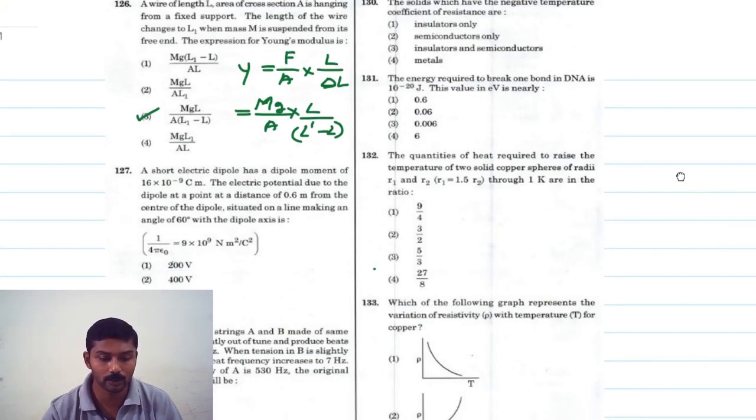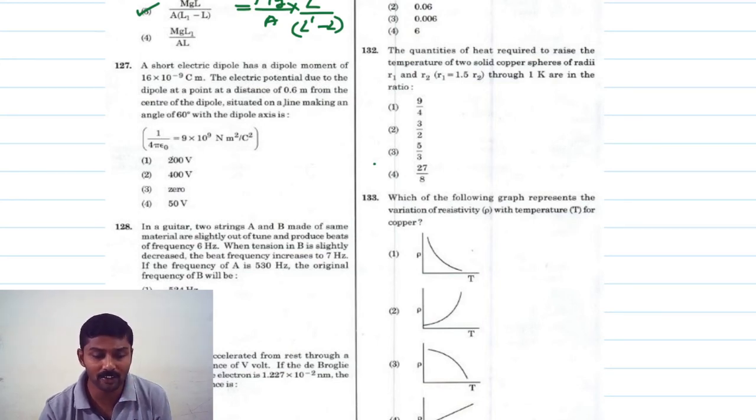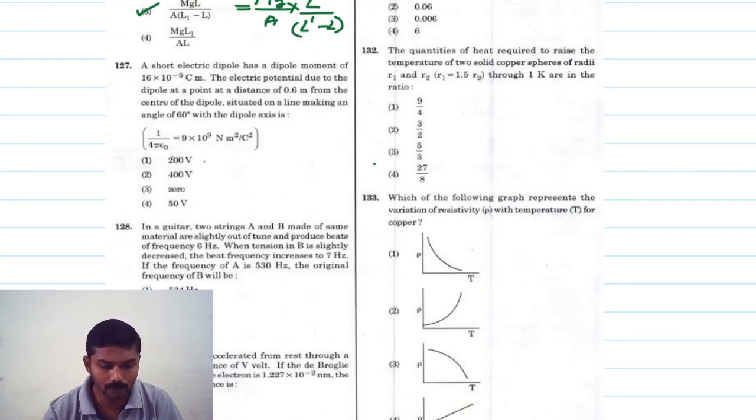Now let's look at the next question, 127. We have an electric dipole having a dipole moment of 16 into 10 power minus 6 coulomb meter. The electric potential due to the dipole at a point at a distance of 0.6 meter, very simple question, and situated in a line making an angle of 60 degrees with the dipole axis. So what's the equation for potential? V is equal to 1 by 4 pi epsilon naught, P cos theta divided by R square.